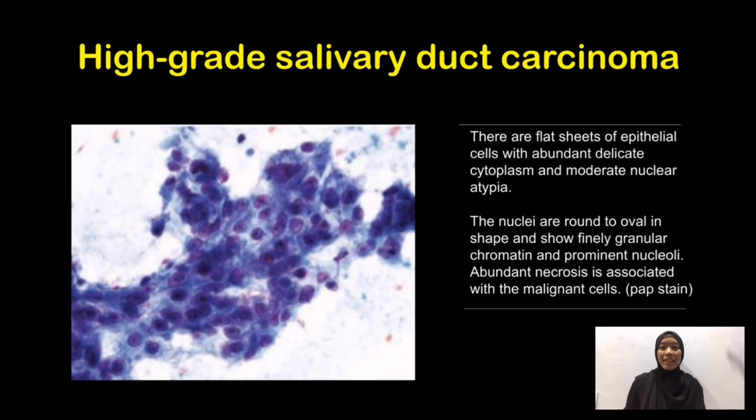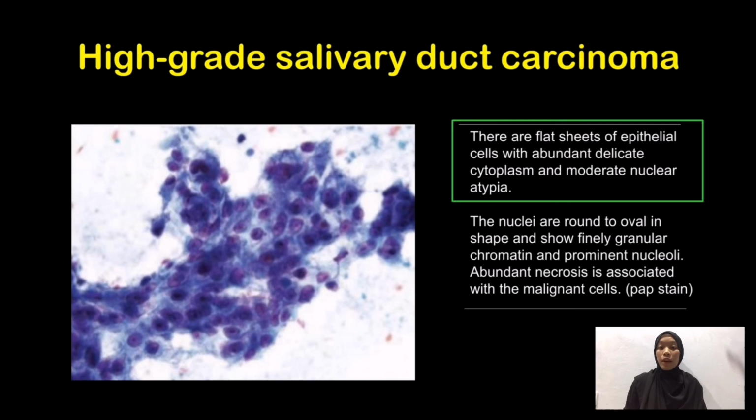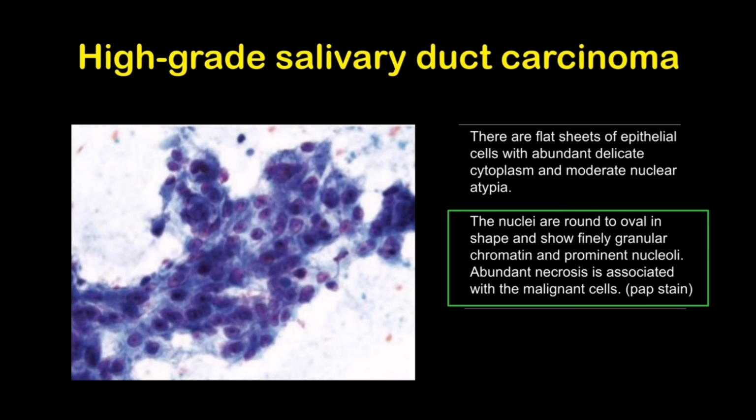So this is an example of high-grade salivary duct carcinoma. There are flat sheets of epithelial cells with abundant delicate cytoplasm and moderate nuclear atypia. The nuclei are round to oval in shape and show finely granular chromatin and prominent nucleoli. Abundant necrosis is associated with the malignant cells.